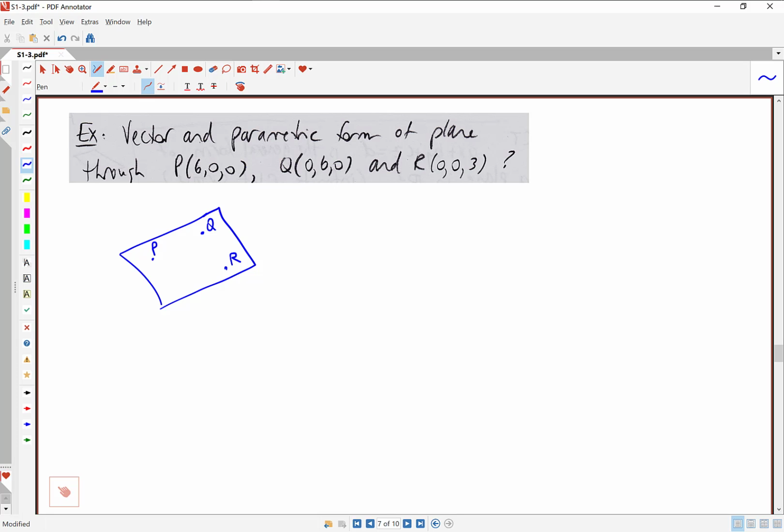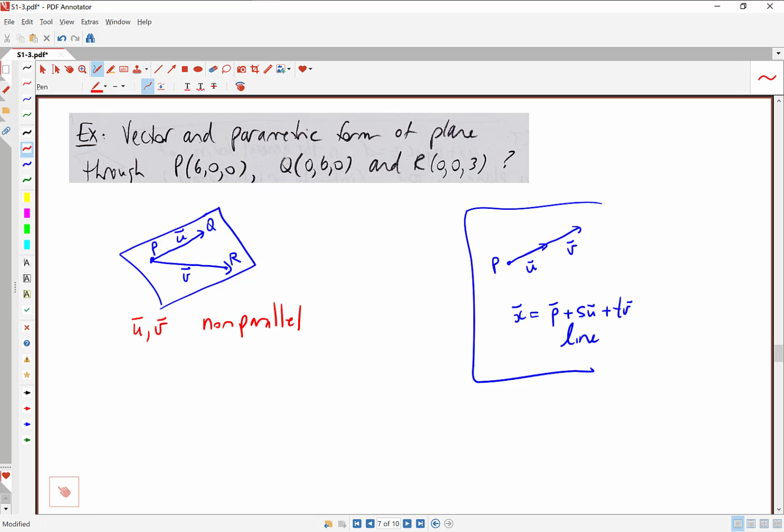And so the idea is that if you consider P to be your starting point, you can use the other 2 points to construct direction vectors for this plane. So you can say that's going to be vector u, that's going to be vector v. And it's important that these 2 vectors are not parallel. So as long as u and v are non-parallel, then you really will be describing a plane.